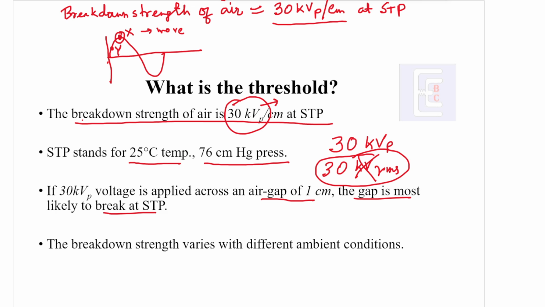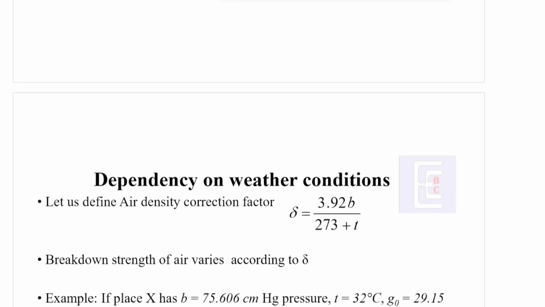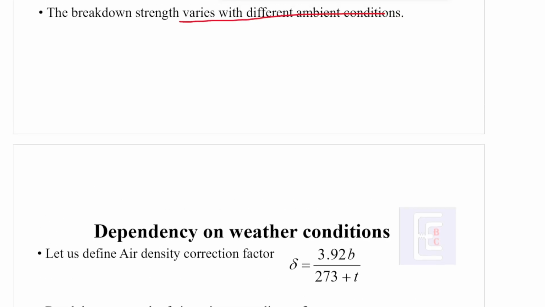So that is why it is mentioned as 30 kV peak per centimeter, not RMS value. Now, as I told you, if this experiment has not been conducted at STP, the breakdown strength will vary with different ambient conditions. How? One factor is called the air density correction factor. This factor will determine how much it will vary.